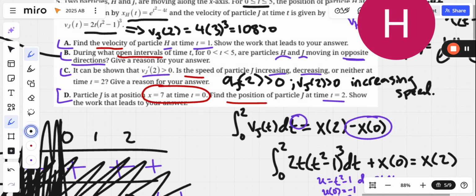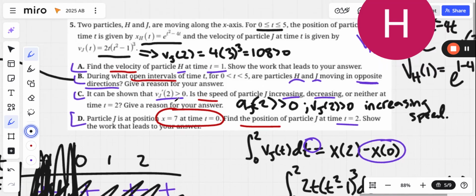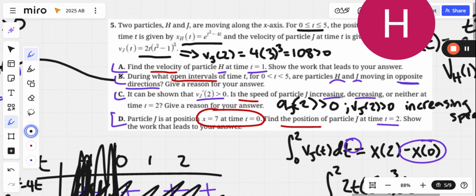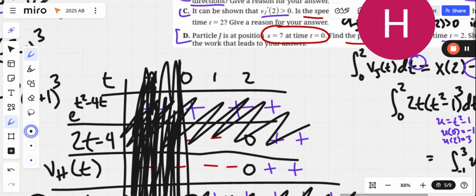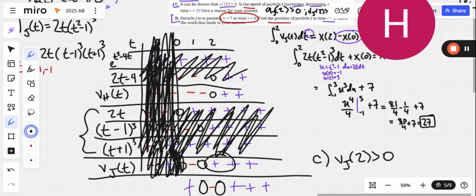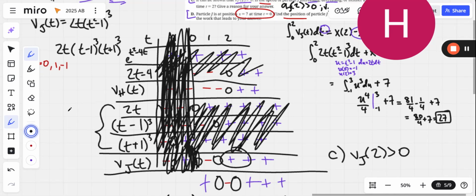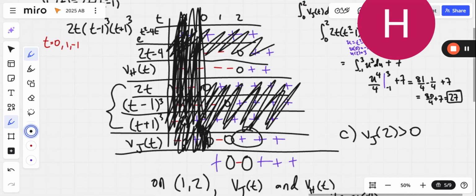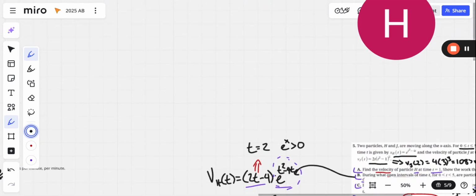Okay, so they mixed a little bit of integration and a little bit of differentiation so that you can interpret increasing, decreasing behavior. This question B was a little bit interesting. You have to find out where they're moving in opposite directions. And when you have factorizable polynomials and functions, the chart is just the way to go. Put some respect on the name. The chart.